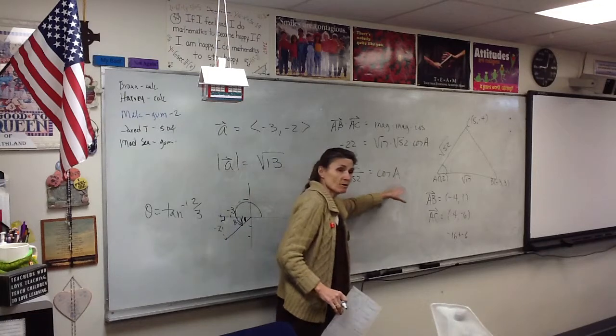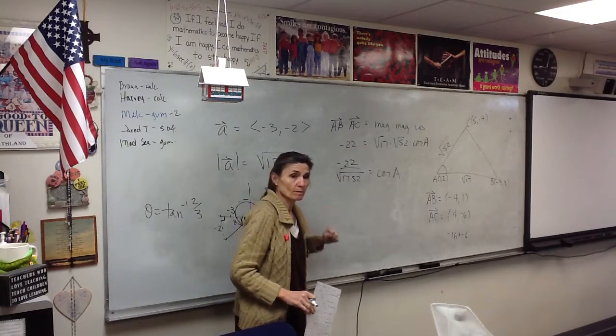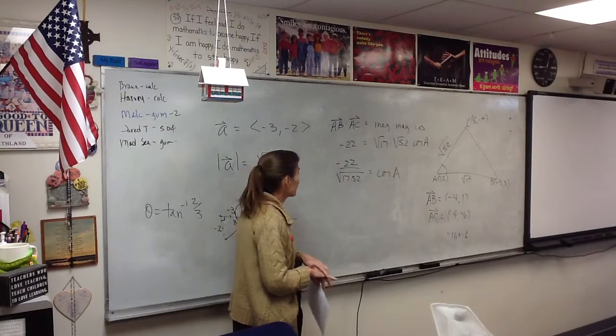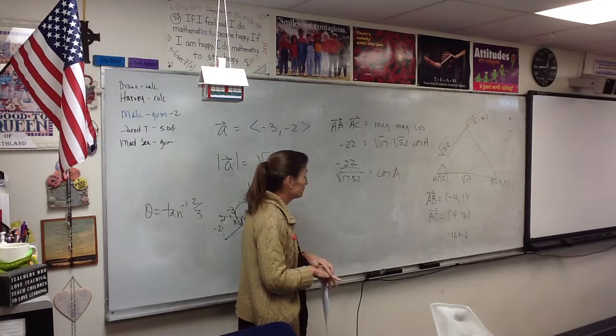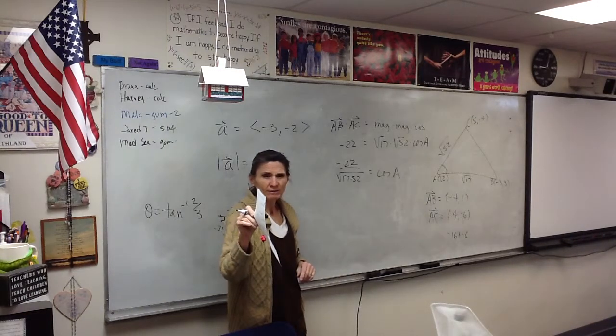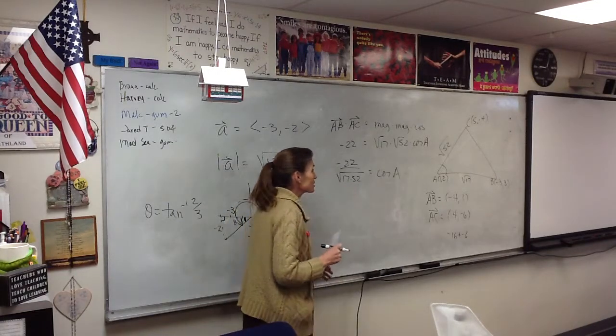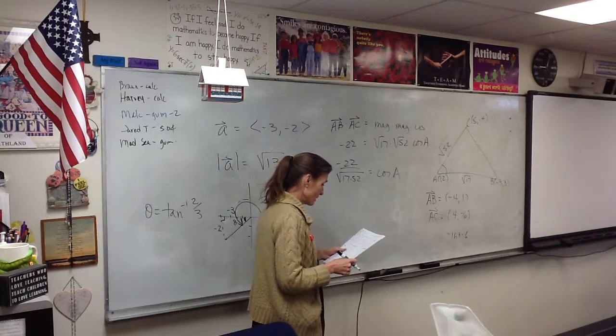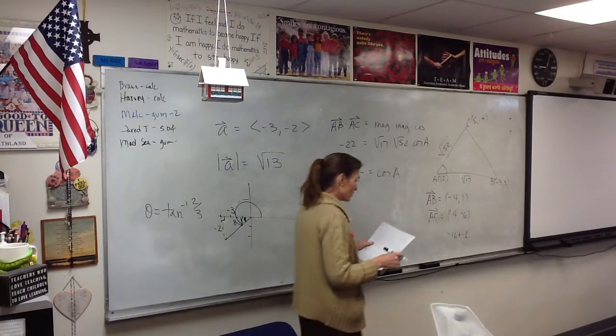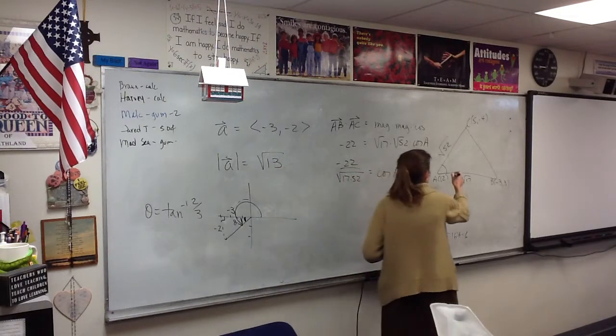How would I get the angle then? You have to do the inverse cosine, right? And that's going to give me the angle, which is, I don't know, the quiz I'm looking at missed it. What is that angle between?